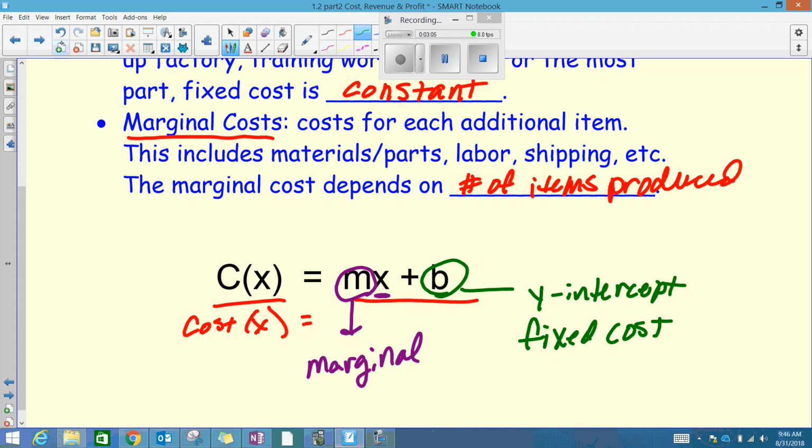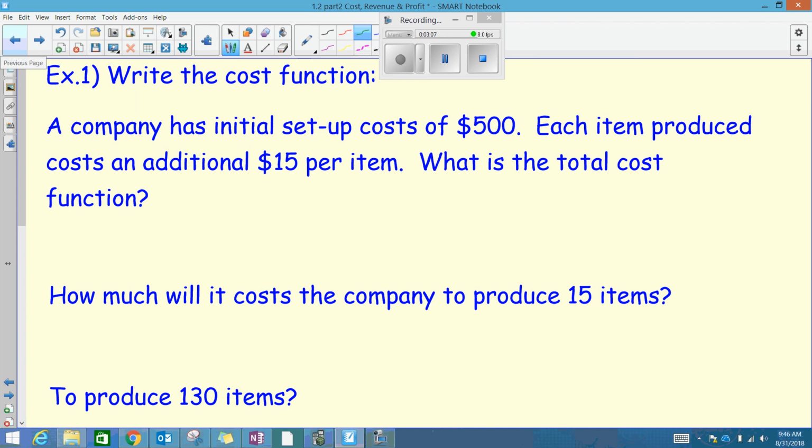Okay? So, a couple examples of problems here. Write the cost function. There's various ways that you will be asked to write a cost function. Sometimes you'll be given certain values, sometimes you might be given points. So again, it's just like writing linear equations. You have to look at what you're given, a combination of information. So for instance, a company has an initial setup cost of $500. Each item produced costs an additional $15 per item. What is the total cost function?